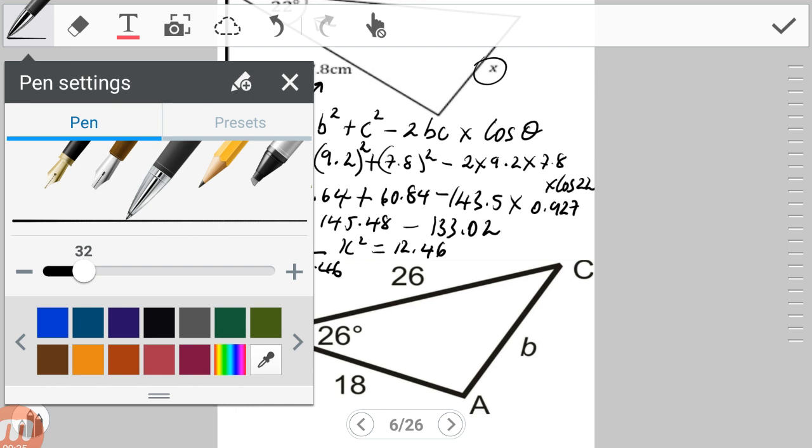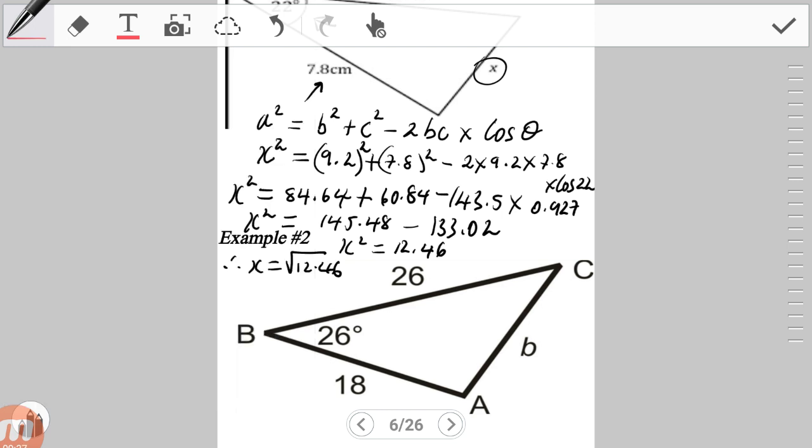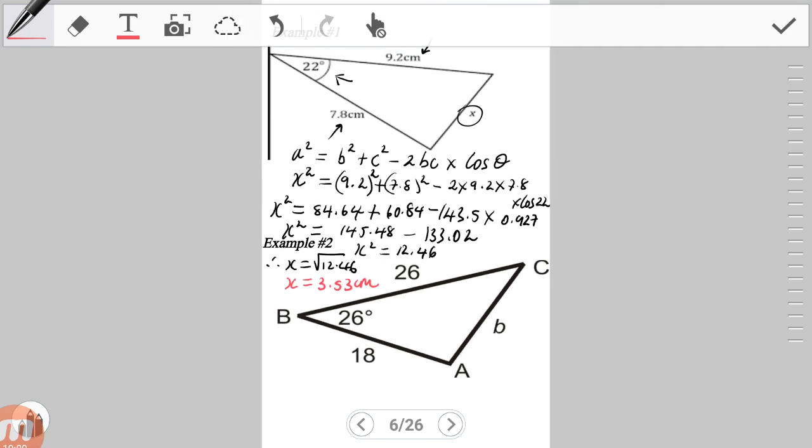So you're going to find here that the square root of 12.46, that's 3.53 rounded off. So x is equal to 3.53. And here we're in centimeters, so that's the distance there. All right, so that's pretty good.